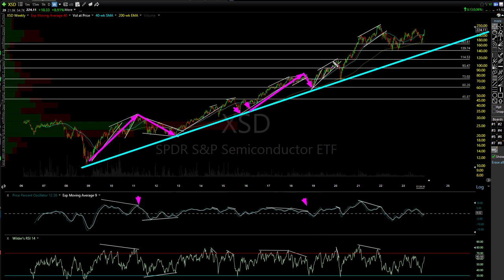You get the divergence. Divergent high. These are all divergent highs right here. Divergent high, all these corrections. You can see them. Got really far away from it here, and we haven't visited that trend line in a long time.